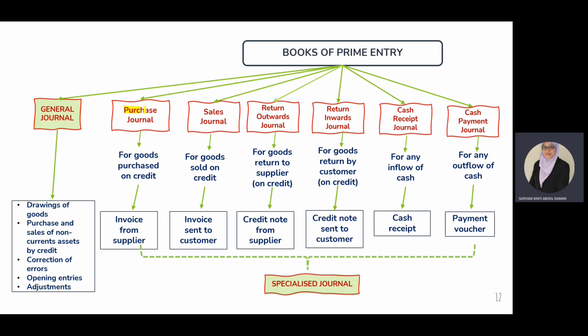Number 1 is the purchase journal. The purchase journal is to record goods purchased on credit. So how do we find the information? Usually, the common type of source document used is the invoice.